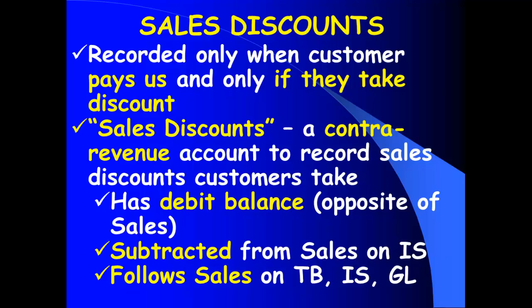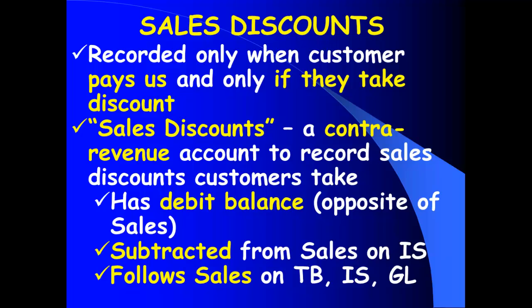It is a new type of account to us, though. Sales discounts is a contra account to sales. So sales is revenue, which means sales discounts is a contra revenue account. Now, we've had contra accounts before, haven't we? We had one, what was it? Accumulated depreciation. And the rule we said with a contra account is, number one, they always have the opposite balance of what they're contra to.